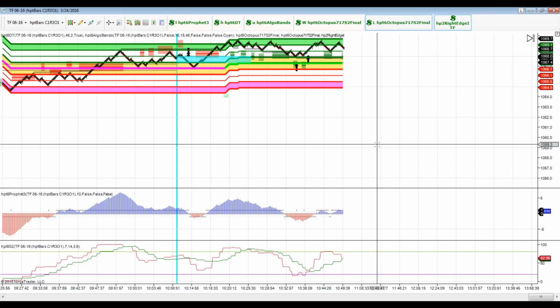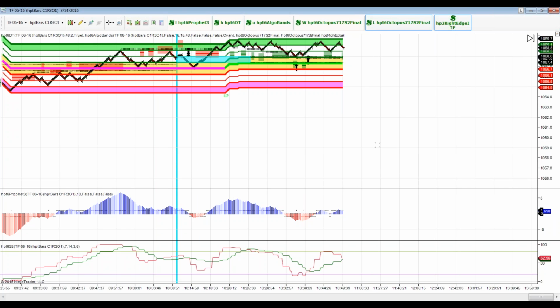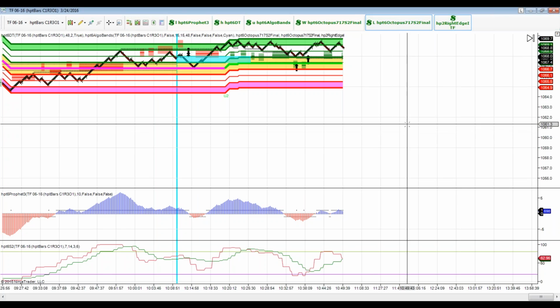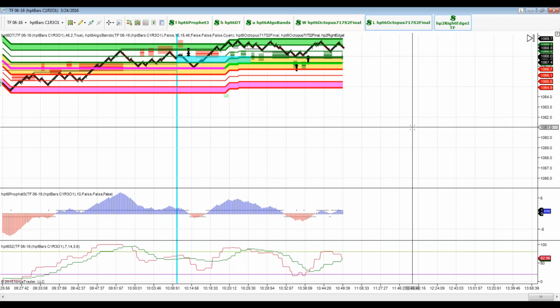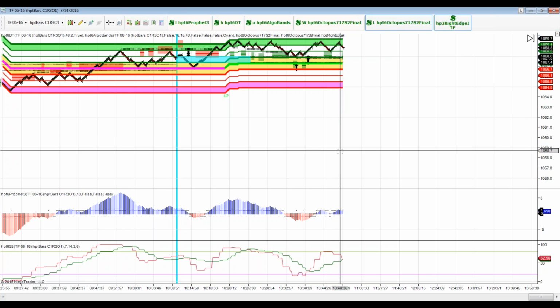Okay. Any more on this? Any more on this concept? And some of you don't even trade the algo bands, and I realize that. So everybody has their own methods of trading. But this is a pretty good conservative way to trade. It keeps you out of trouble.